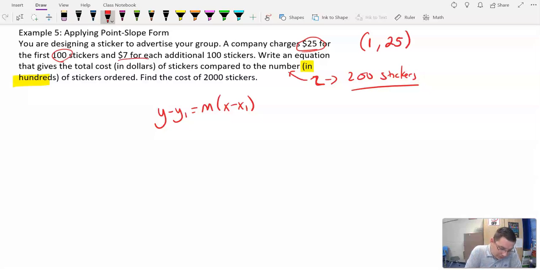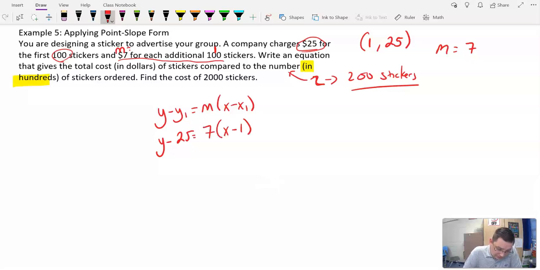And then I'm told for each additional 100 stickers, it's $7. This is my slope. And so my slope is going to be 7 over, not 100, but because remember stickers are in hundreds, so 7 over 1. And so m is equal to 7, or 7 over 1. And so y minus the 25 is equal to the m, which is 7 times x minus 1.